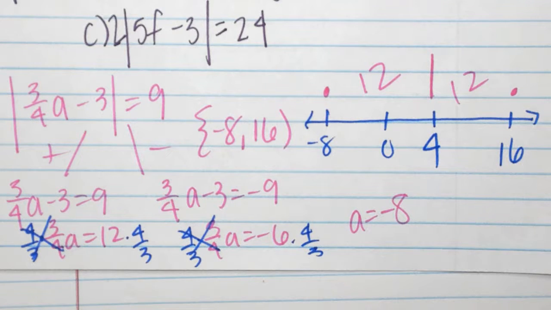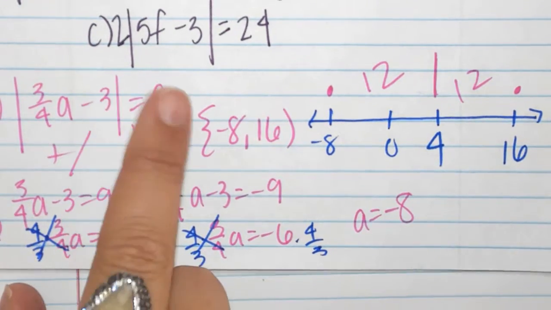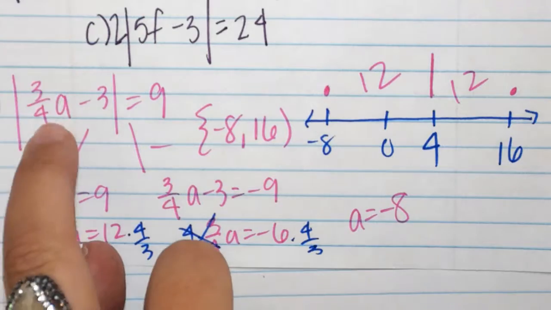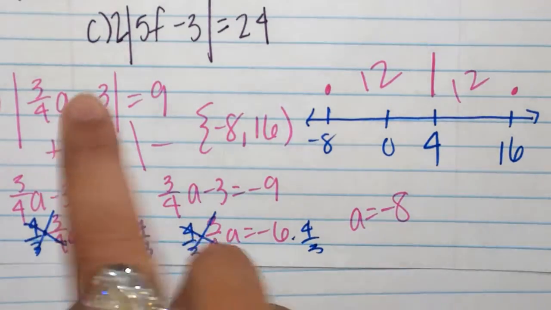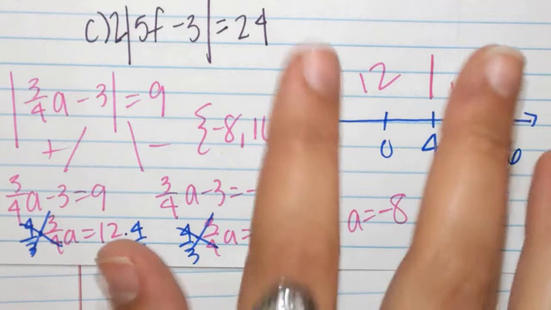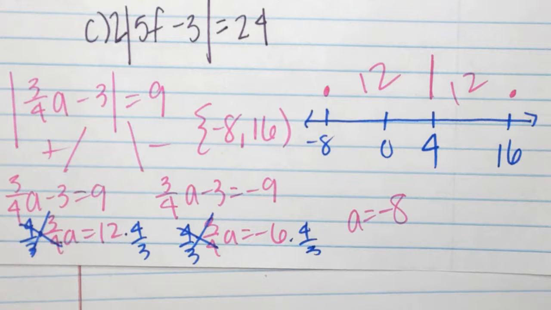So yesterday we talked about how if you have a number out front, you divide these numbers to get your middle and your distance. So negative 3 divided by 3/4 gives you negative 4. We take the opposite, you get 4. 9 divided by 3/4 gives you 12.